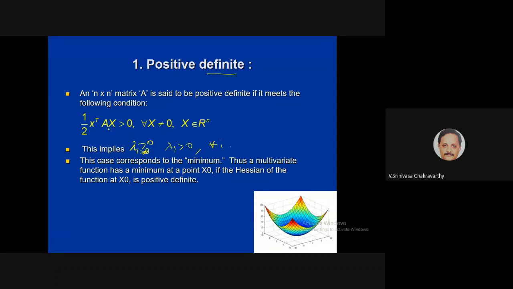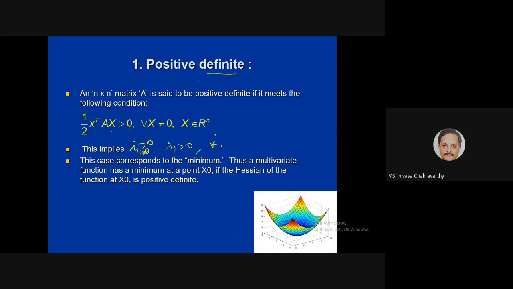When that happens, the quadratic form associated with that matrix, that is x transpose Ax, is greater than zero for all x that is non-zero. For x equal to zero, obviously it will be zero. But for any non-zero vector x, the expression x transpose Ax will be strictly positive, and all the eigenvalues are strictly positive. Then such a matrix is called a positive definite matrix.